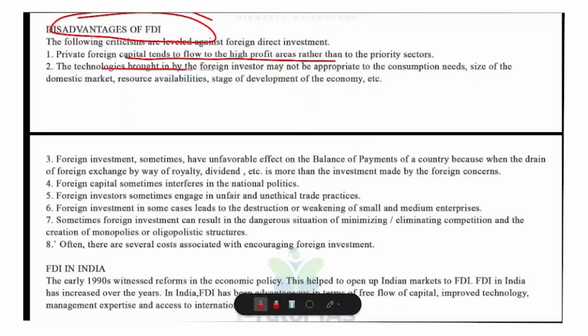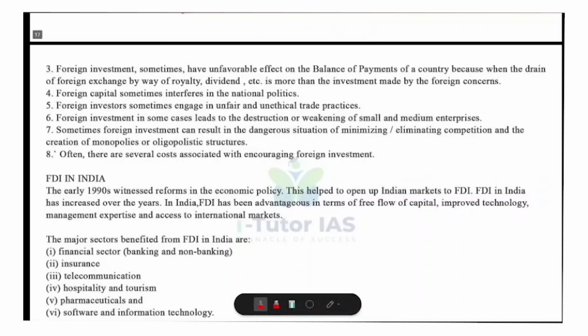Then inappropriate technology. That is, the technology brought by foreign firms may not suit local needs, market size, resource availability or stage of development. For example, advanced machinery meant for large scale production may not fit small scale domestic markets. Third one, adverse effect on BOP. That is, when foreign firms repay dividends, royalties or fees back to their home countries, it can drain foreign exchange. And if this outflow exceeds what they bring in as investment, it harms the BOP.